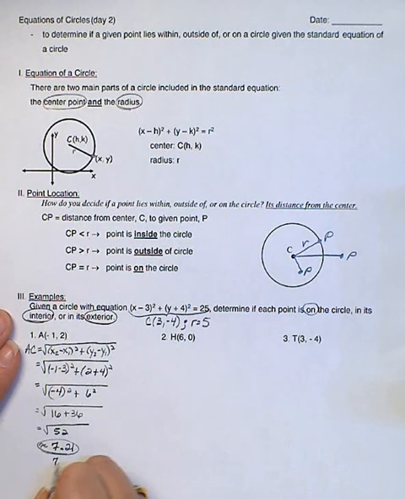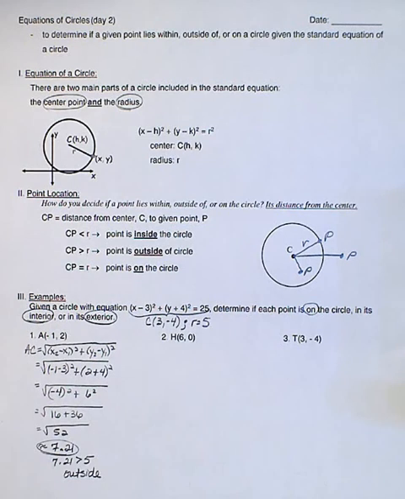7.21 is greater than 5. So that means I went all the way across the radius and then I went on outside the circle. So my answer is outside. That's an awful lot of work. Is there an easier way to do this?